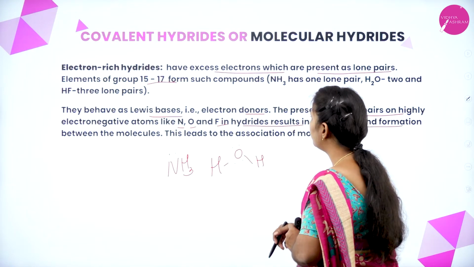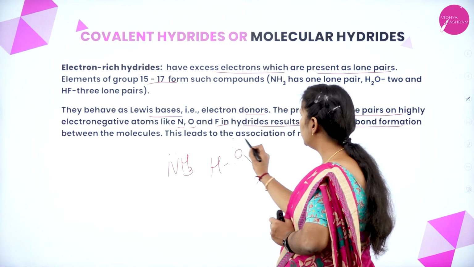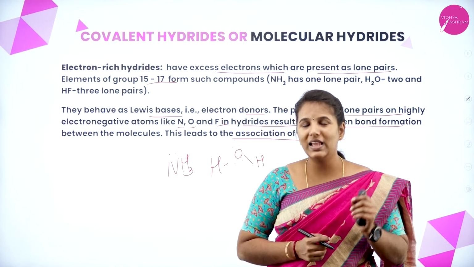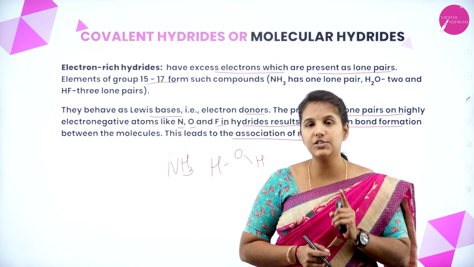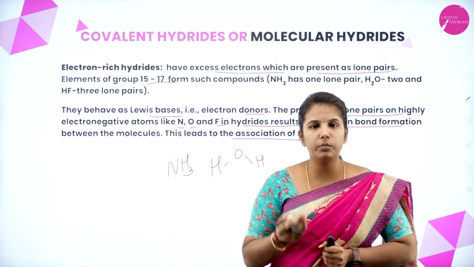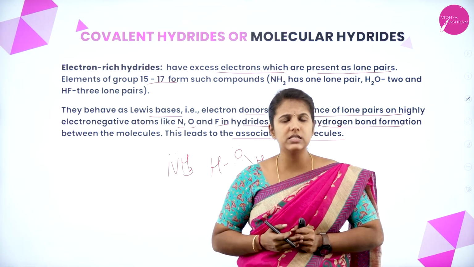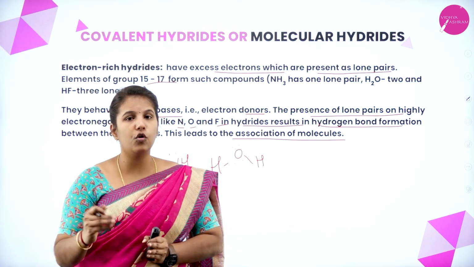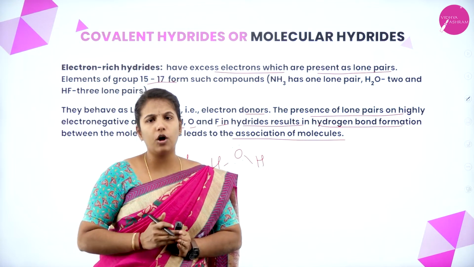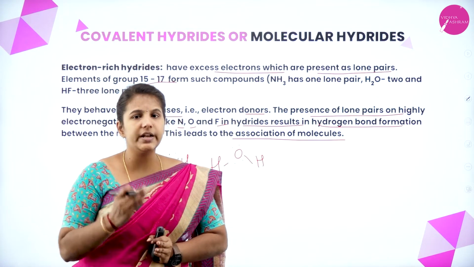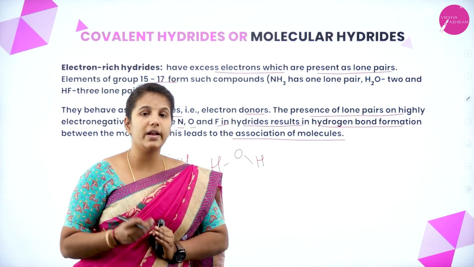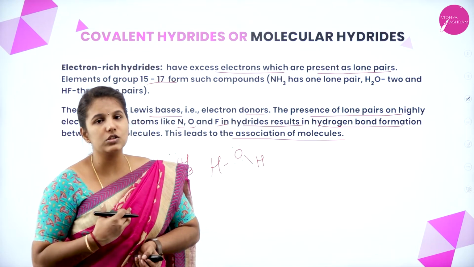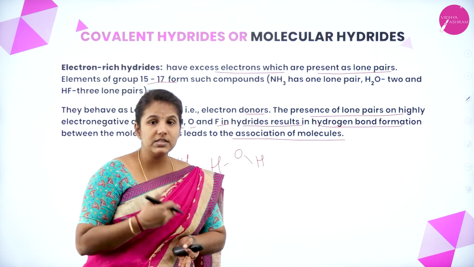The presence of lone pairs of electrons on highly electronegative atoms like nitrogen, oxygen and fluorine in hydrates results in hydrogen bond formation between the molecules. This results in association of molecules. So electron-rich hydrates are formed by donating the lone pair of electrons, whereas electron-precise hydrates have the required quantity of electrons to form a covalent bond. Similarly, an electron-deficient hydrate requires one or two more electrons to form a stable structure. Hence, it is also known as an electron acceptor or Lewis acid.